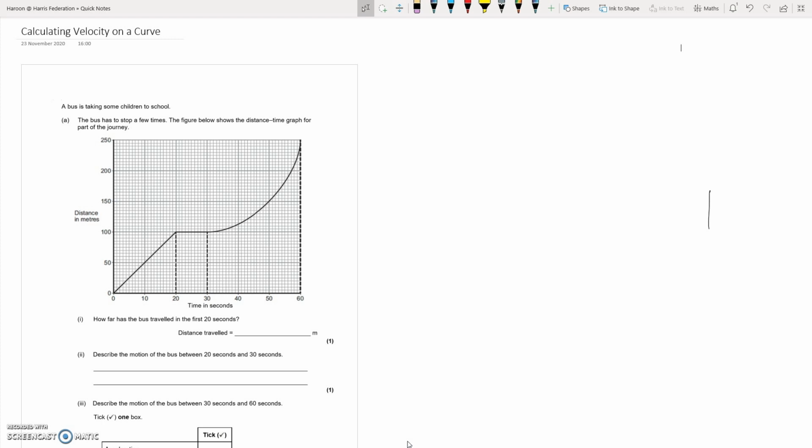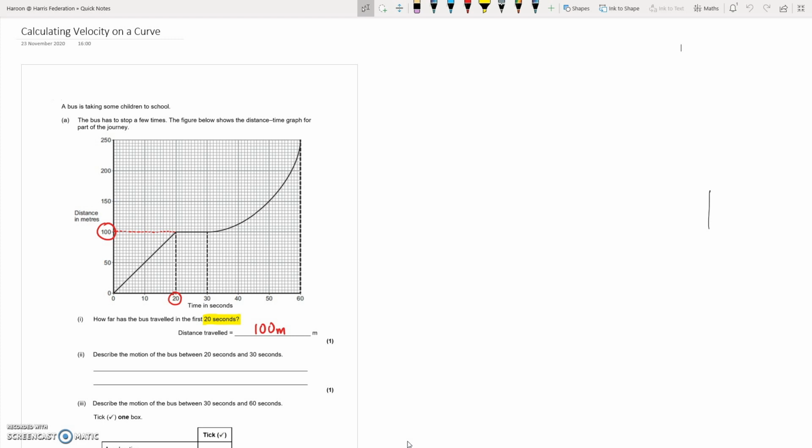First question is, how far has the bus traveled in the first 20 seconds? So in the first 20 seconds I can see from time that is about here, right there actually. I would go all the way up and on my graph draw a line horizontally, and I can see that it has traveled 100 meters. So the first part is 100 meters.